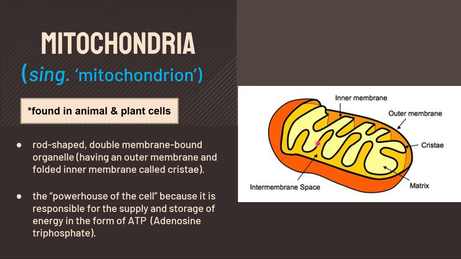That is why mitochondria is a double membrane-bound organelle. Okay? So what does the mitochondria do? It is known as the powerhouse of the cell. Why is the mitochondria called the powerhouse of the cell? That is because the mitochondria makes and stores energy in the form of ATP.